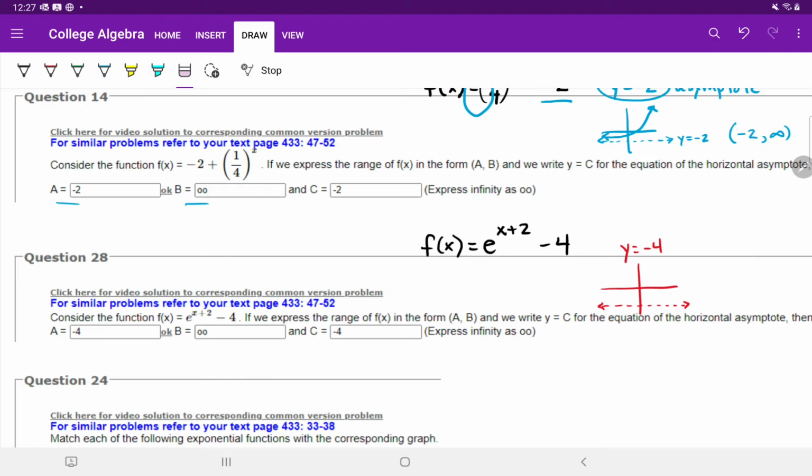Well, this is a positive. There's no negative out front. So that means we're going to be above, approaching from this side. So something like this. So that helps us identify our range. It will go all the way down to -4, but it won't include -4, and then all the way up to positive infinity. So that's where we get our A, our B, and our C from: the start of the range, the end of the range, and the asymptote value.